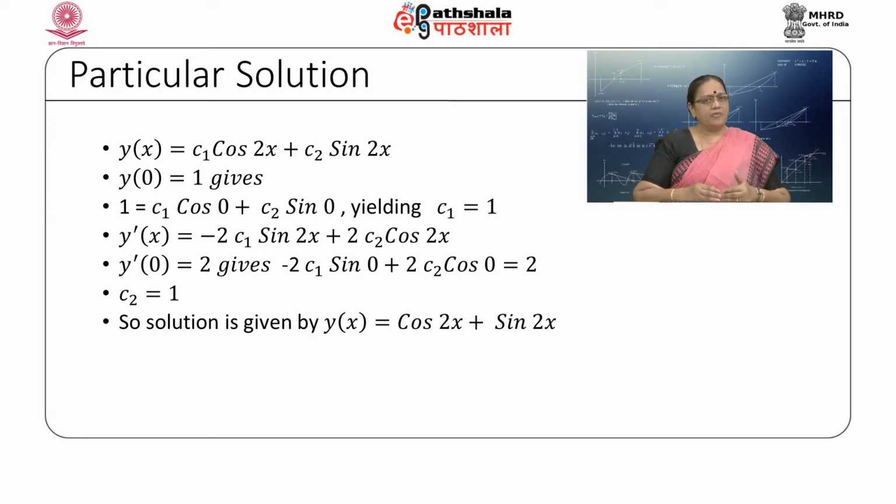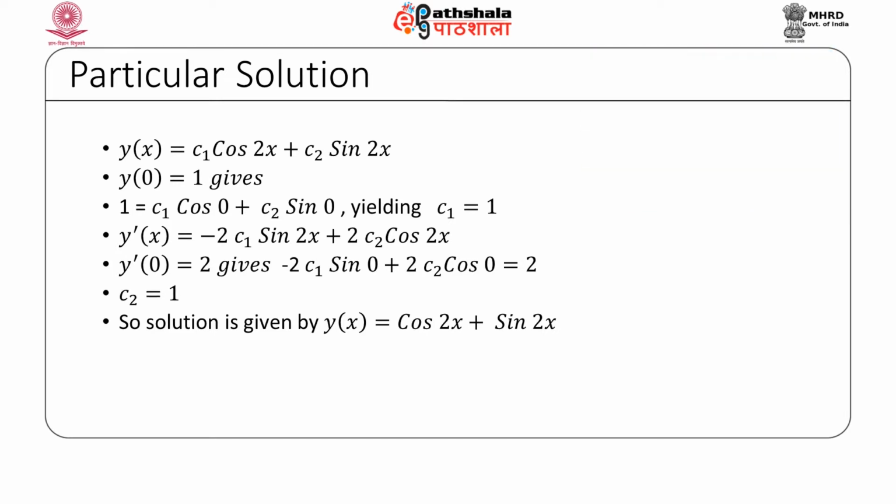So, we will differentiate y with respect to x, get y', and in these two expressions we will substitute x equal to 0, because we are given the value of y at 0 and the value of the derivative of y at 0. So, y(0) is 1, we substitute, and we get c1 cos 0 plus c2 sin 0, and that should be 1. Sin 0 is 0 and cos 0 is 1, so we get 1 is equal to c1, which gives us the value of c1.